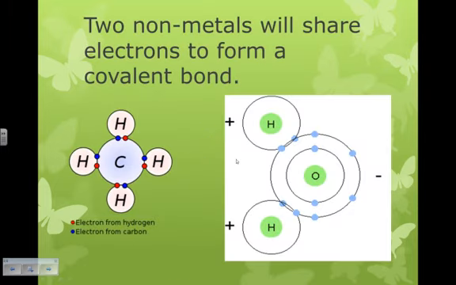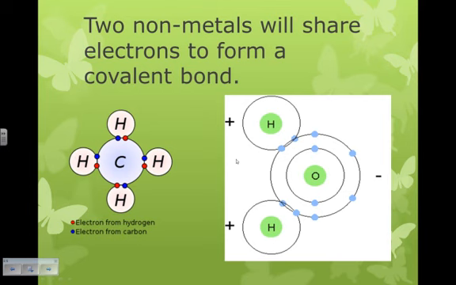Now, as I've said, ionic bonds are formed between metals and nonmetals. But what happens when 2 nonmetals bond? Well, we call that a covalent bond. Nonmetals are not going to give and take the electrons. They're actually going to share them. So when you have 2 nonmetals come together, they're going to share electrons, and we call that a covalent bond.